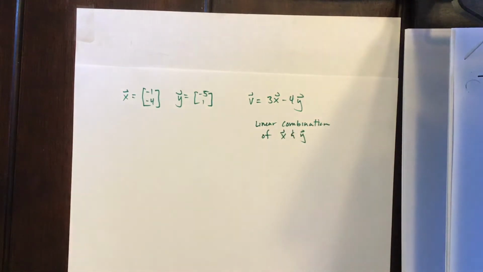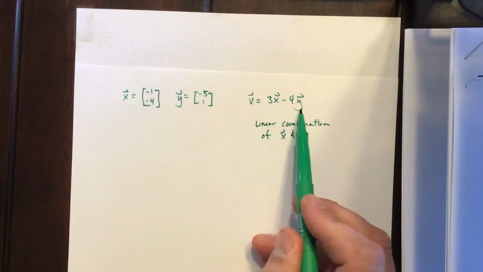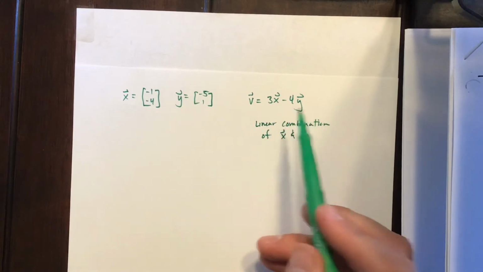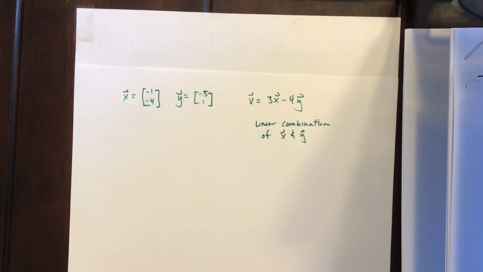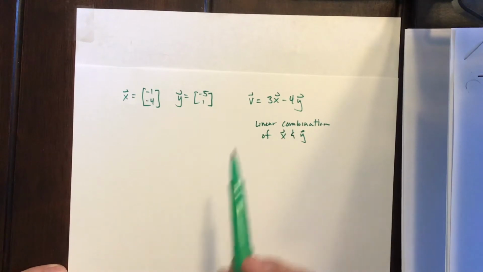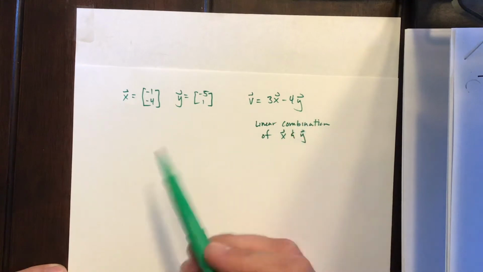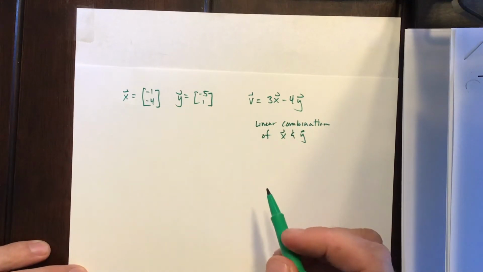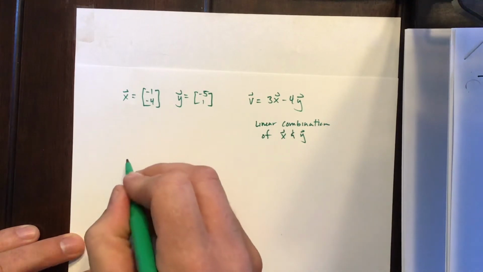A linear combination is a scalar times a vector plus or minus a scalar times a vector plus or minus a scalar times a vector, no matter how many vectors you have. In this case, we only have 2, so it's kind of a boring example. But that's what a linear combination is. It's a scalar times a vector plus or minus a scalar times a vector, and so on for as many vectors as you have.